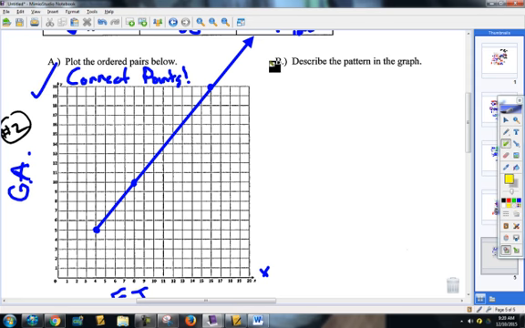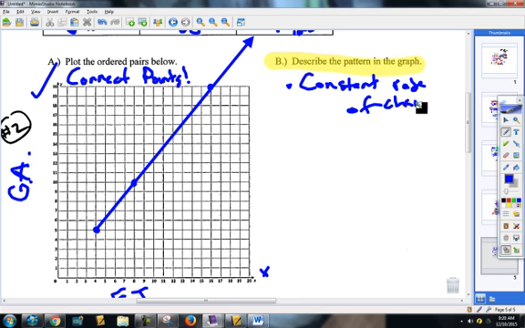Now, we have to go to describe the pattern in the graph. Okay, so we are describing the pattern in the graph. I will accept a couple different things. First of all, what I'm really looking for here is I'm just looking for you to use the word constant. It's a constant rate of change. That's what I'm really looking for there.